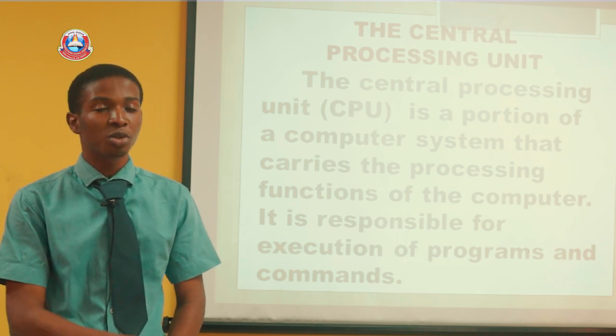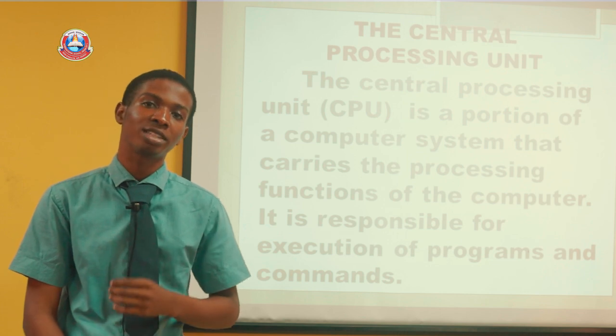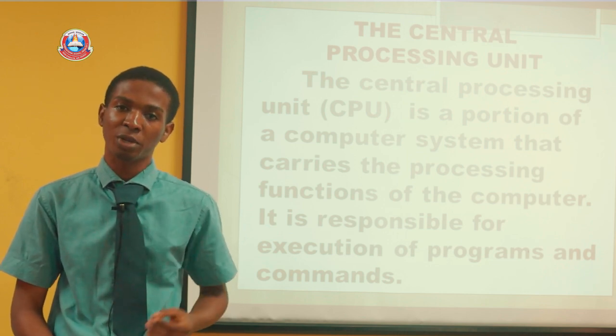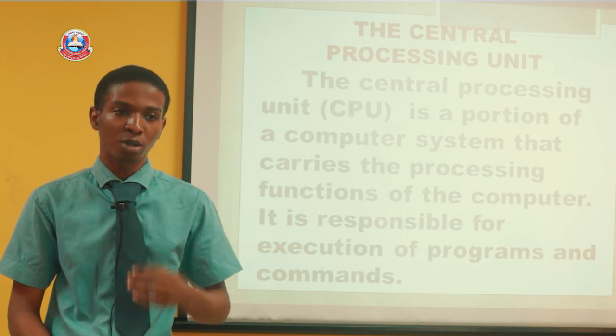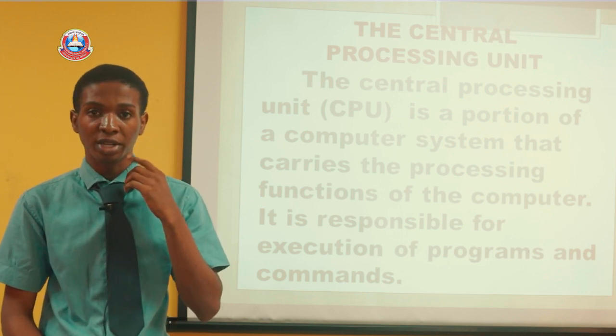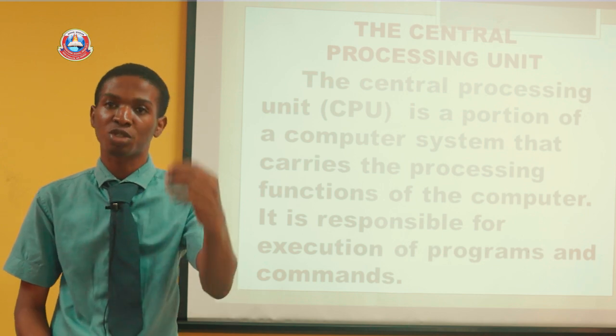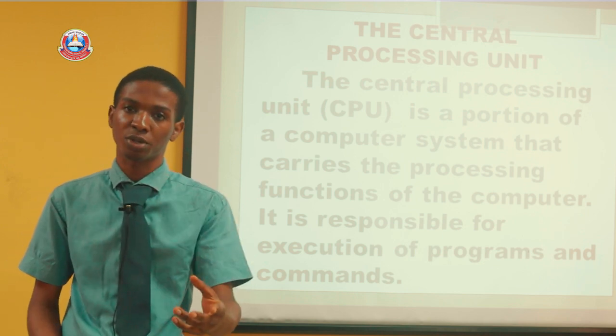Today, we're going to be looking at the topic, the central processing unit. So the central processing unit is that portion of the computer that is responsible for processing information, similar to the brain of a human being. Now, if I tell a small child 2 plus 2, he's going to think with his mind and tell me 4. So that's what the central processing unit does. Once you give it an instruction, it thinks and gives you a result.